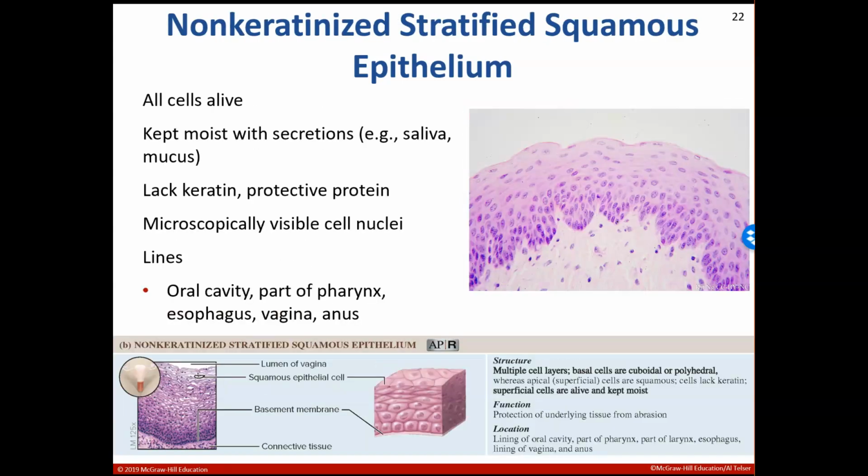Now for our non-keratinized stratified squamous epithelium, all of the cells will remain alive, and they're going to be kept moist with secretions, whether that is saliva or mucus, and we'll see that they lack the keratin, which is why they're called non-keratinized, and keratin serves as a protective protein. So we would have more need for protection on the surface of our skin rather than our internal cavities or linings. We can see the nuclei microscopically, and we're going to find this tissue in areas such as our oral cavity, parts of the pharynx, esophagus, vagina, and the anus. And here's another view of what the non-keratinized stratified squamous epithelium looks like.